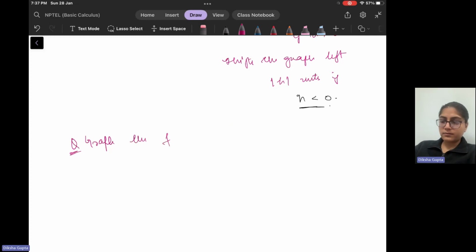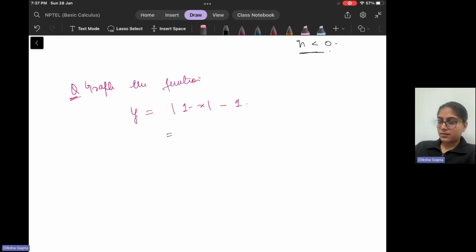Graph the function y equals 1 minus |x minus 1|. So this is nothing but, since |−x| is |x|, this is |x − 1|. It is easier to visualize this way.